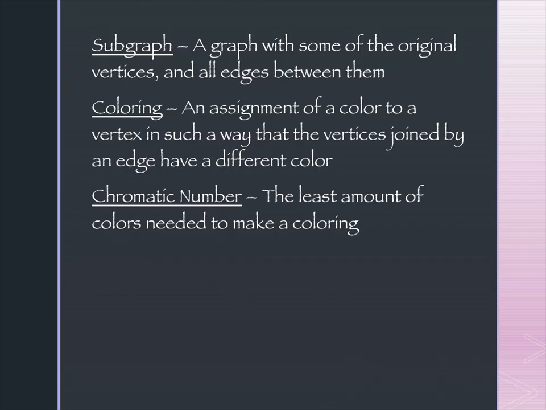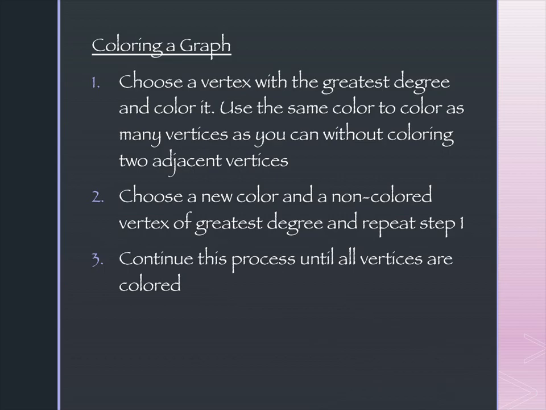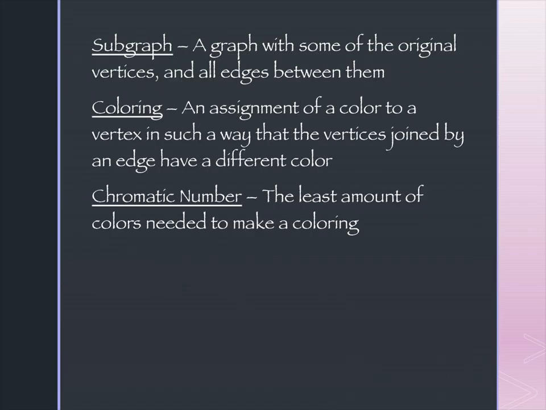Okay? So how we go about coloring a graph looks something like this. So we're going to choose a vertex. The way we're going to color it, remember it said over here, is that we're going to assign a color to a vertex. So the edges aren't what we're coloring in this context. It's the vertices, the points. Okay, so we're going to assign a color to a point in such a way that the vertices that are joined by edges are different.